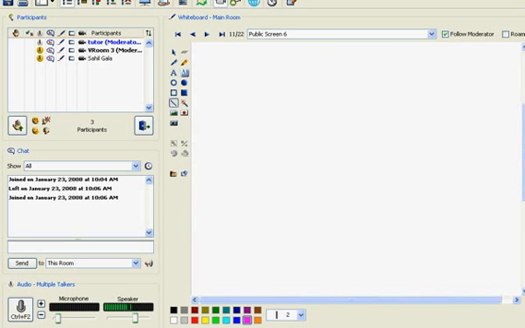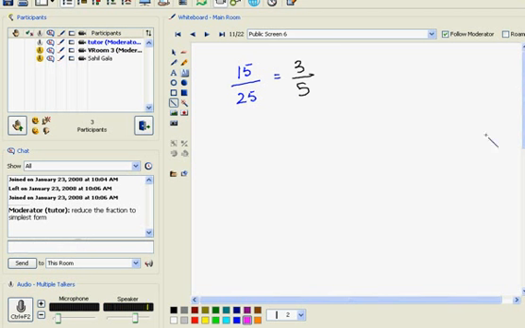Okay, Sahil. Now I think you have understood this concept. So let me give you a fraction, and you will simplify it to the lowest form. Is that okay? Okay. Suppose I give you 15 over 25. What will be the lowest fraction for this? Oh, great work.